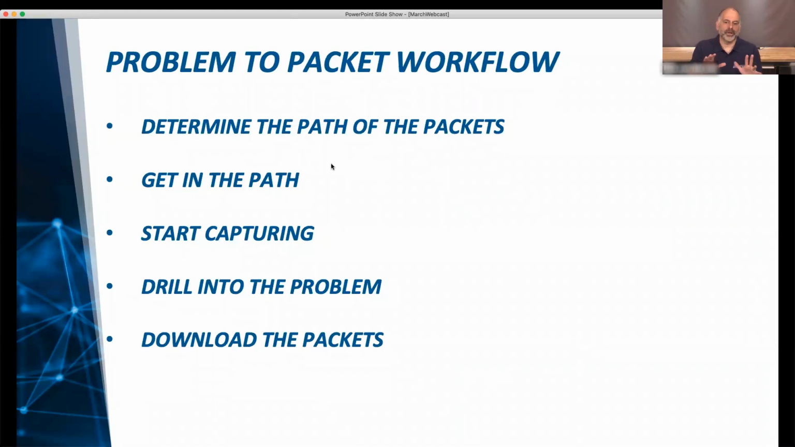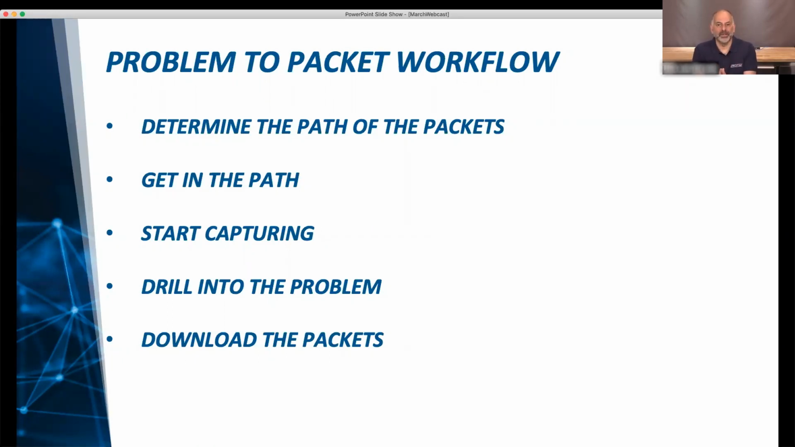So our problem to packet workflow, part of that is determining the path of the packets. So in this case, we want to take a look at where the packet's flowing. One of the things that's nice with the IOTA is I can put it under somebody's desk and capture the packets just on their machine. I need to get in the path. Now with the IOTA, I can either put it directly in the path of the packets because it supports inline, or I could connect it to a span port, or I could connect it to another tap.